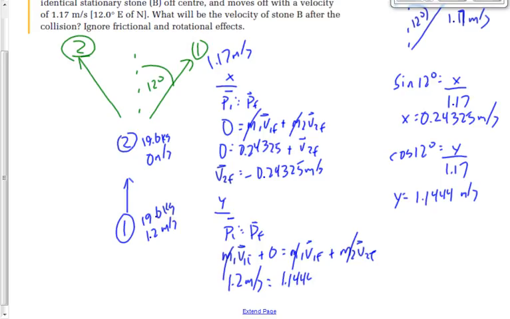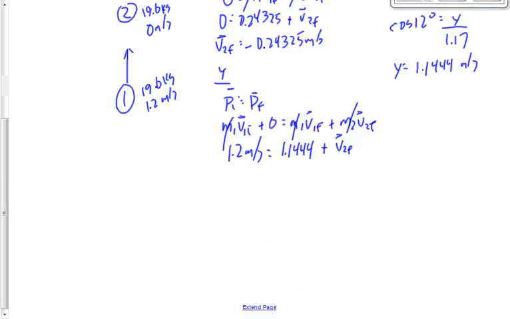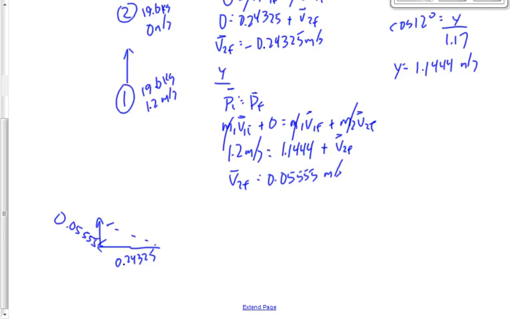1.1444 plus v2f. I think that works out to be, take that over to the other side, we get 0.0555. Right, we can deal with this now, right? I got negative 0.24325, and we've got positive 0.0555. Now it's grade 9 stuff.